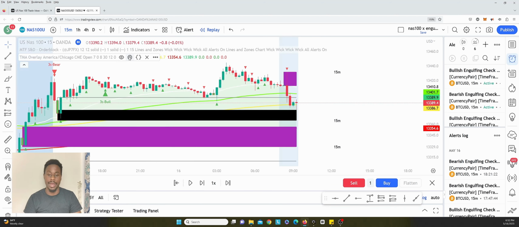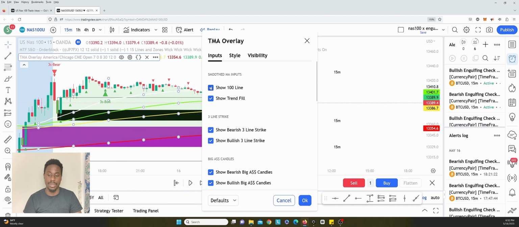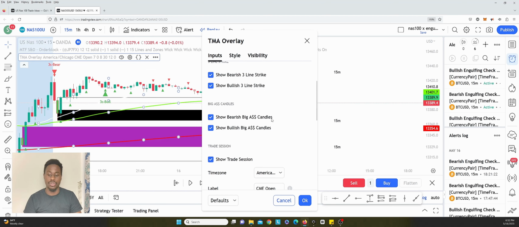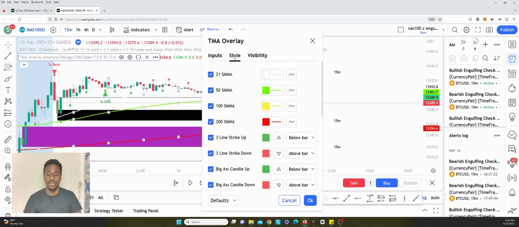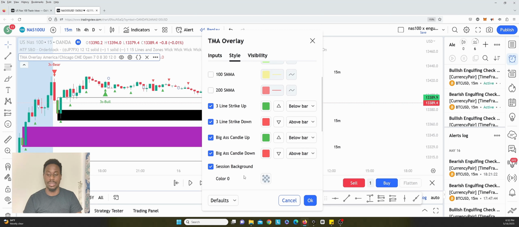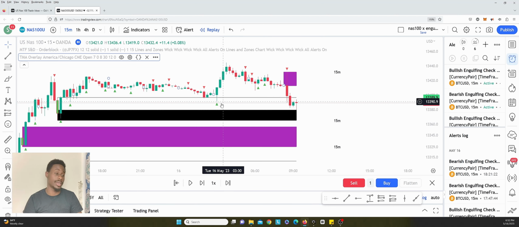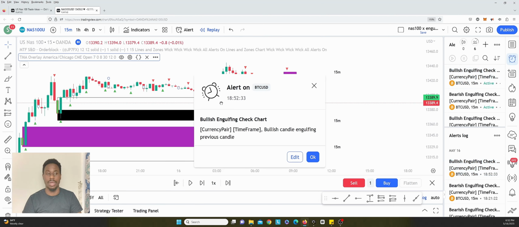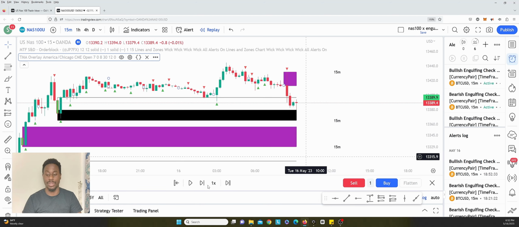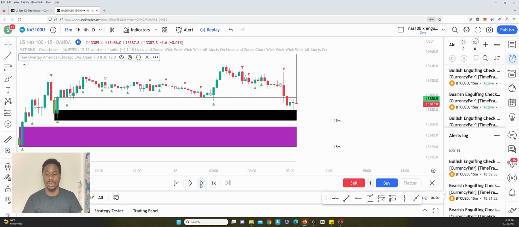Let me add this and remove a lot of the distractions. Remove the SMAs. I could actually do just big candles and remove the sessions. So look at this. This is going to be a bullish engulfing plus a top of demand zone, not this one, but a bullish engulfing plus a top of demand zone.